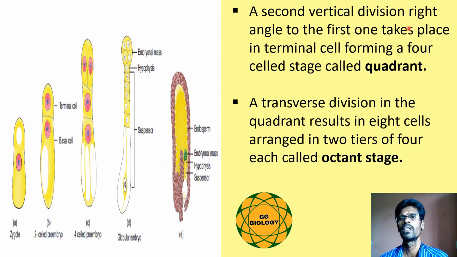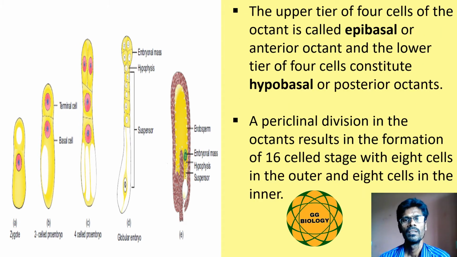So a second vertical division at right angles to the first takes place in the terminal cell, forming a 4-celled stage called the quadrant. A transverse division in the quadrant results in 8 cells arranged in 2 tiers of 4 each, called the octant stage. The 8 cells are arranged in 2 tiers, namely the upper tier of 4 cells called the epibasal or anterior octants and the lower tier of 4 cells known as the hypobasal or posterior octants.